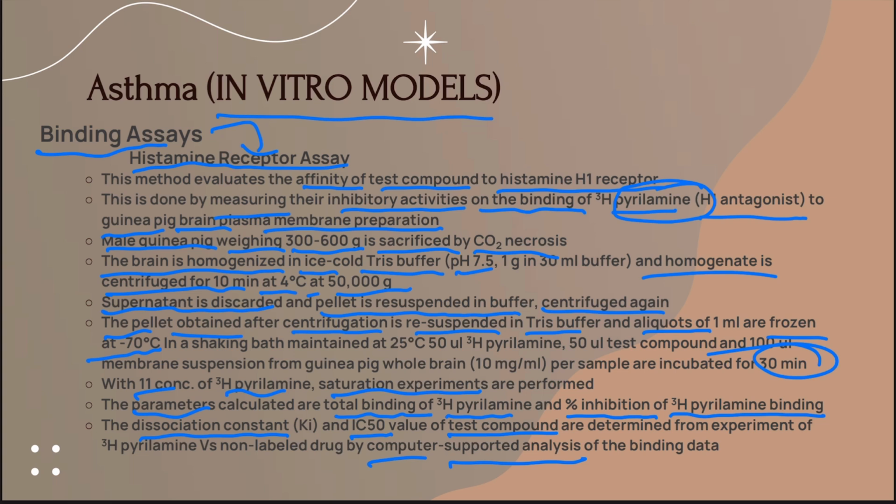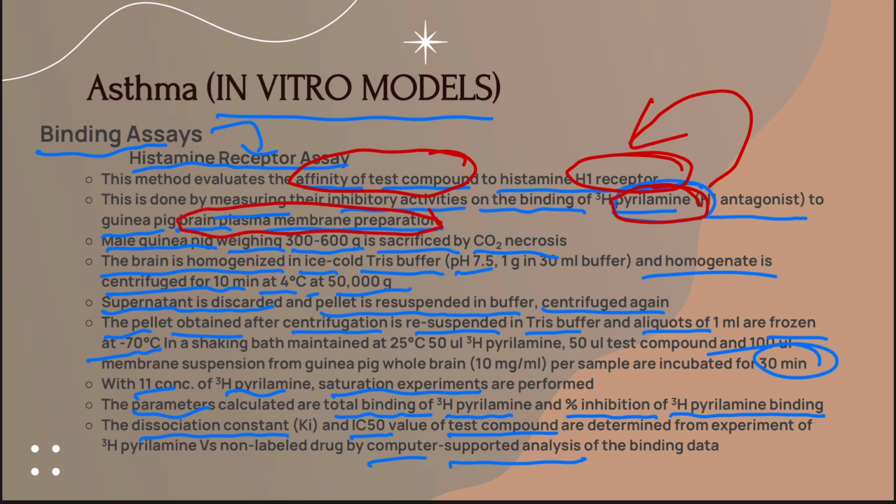So what we need to remember is, first, in the histamine receptor assay, we are testing the affinity of the test compound for the histamine receptor, that is the H1 histamine receptor. And there is a compound, pyrilamine, which is binding to the H1 receptor. So what we will do, we will take the plasma membrane suspension, that is brain plasma membrane suspension from the guinea pig, which has the H1 receptor, and to that we will add the test compound and also the pyrilamine. So what will happen?